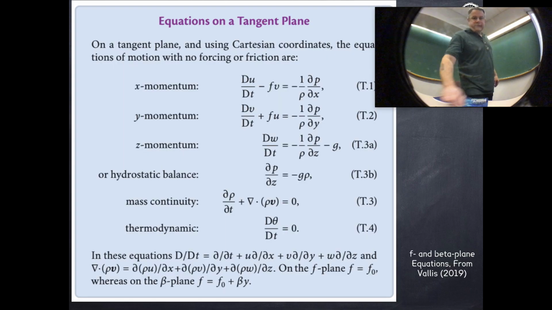All right, so here are our equations on a tangent plane. What are some of the things that are in these equations? What have we discussed about these? Where do they come from? Are these hydrostatic or non-hydrostatic or both?